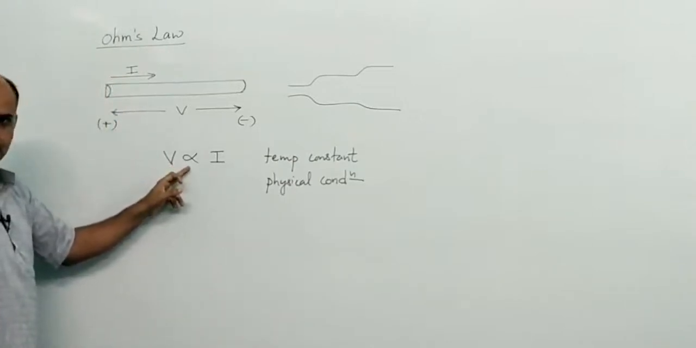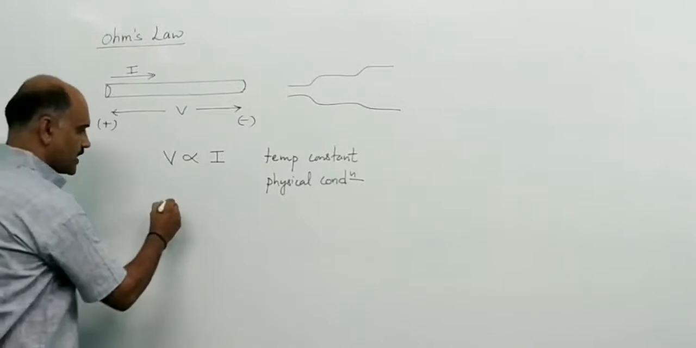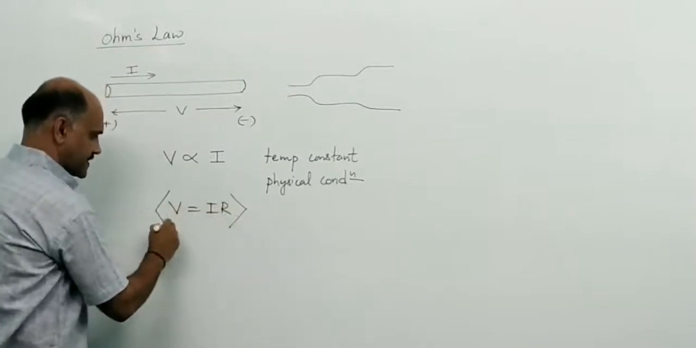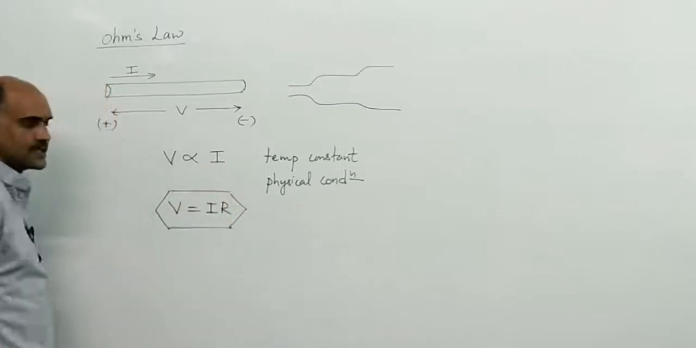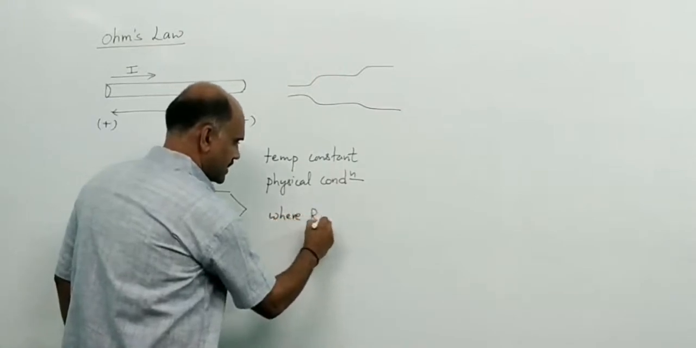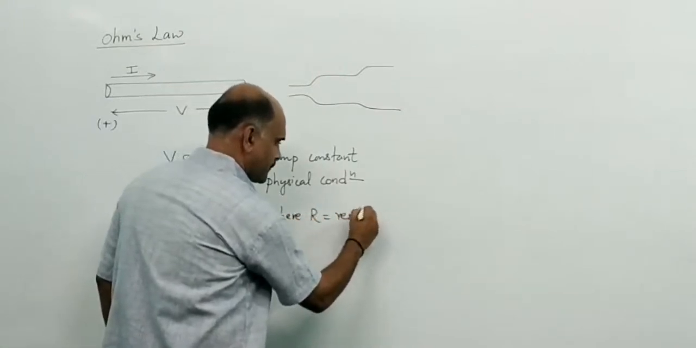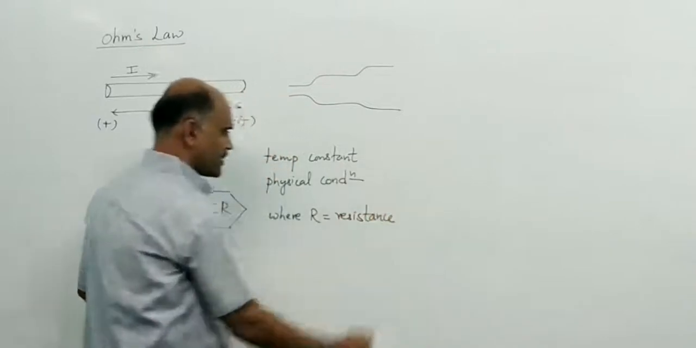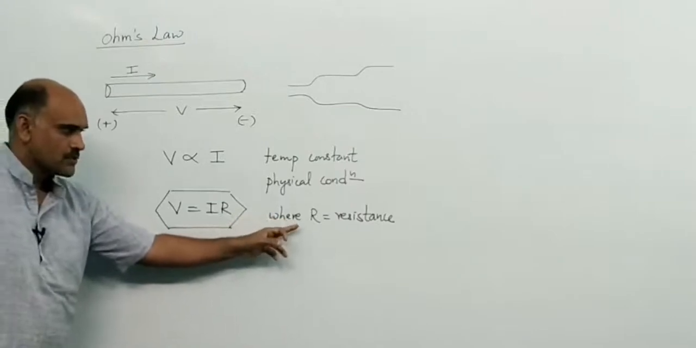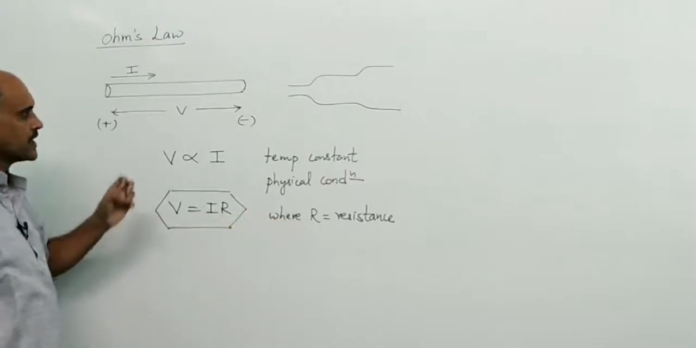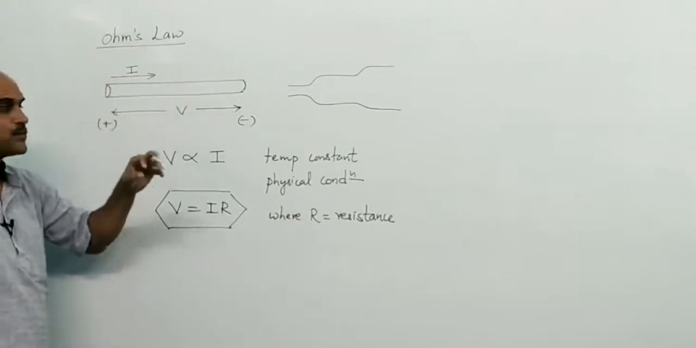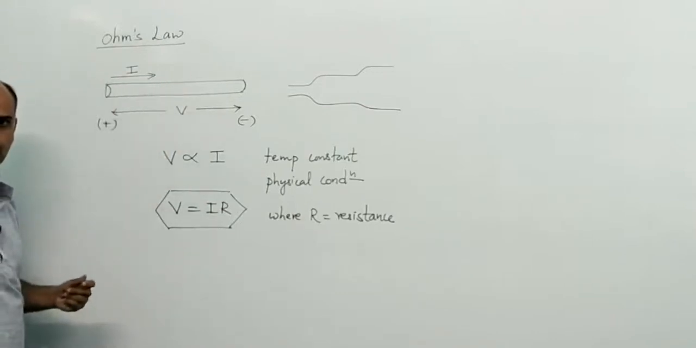Now if I remove this proportional sign, we put a constant R, where R is called resistance of the conductor. So now resistance means it is opposition to the flow of current. It is opposition offered to the flow of current.